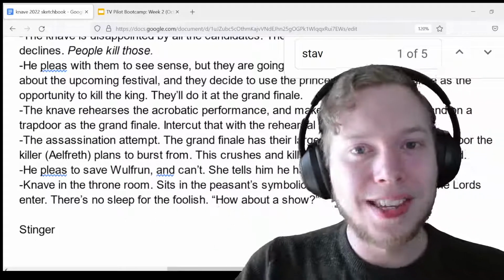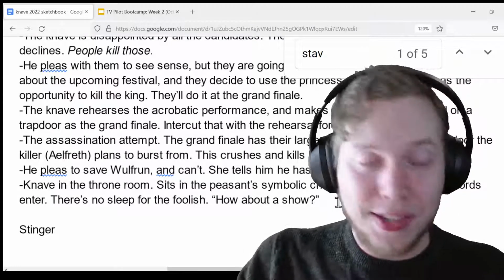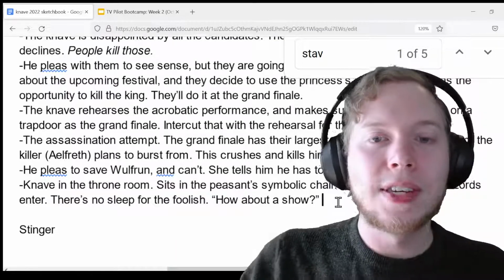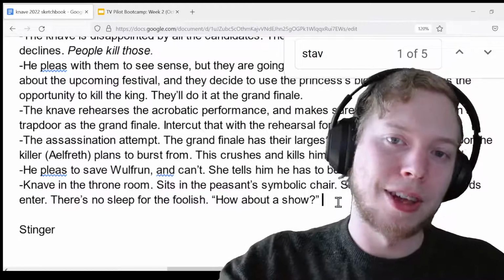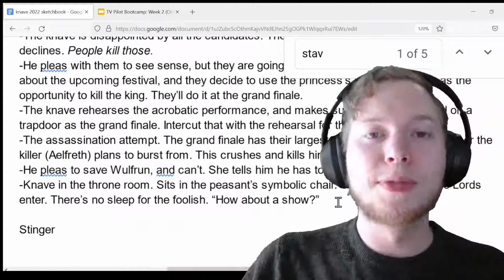Our final scene, this is like the sort of stinger. The knave is in the throne room, and when everybody else is out, it's all middle of the night, he ends up standing up out of the throne, and he goes and sits in that empty chair that the king left empty for the peasants. He was like, who's going to speak for them? That's right, no one. So the knave comes over and he sits in the chair.